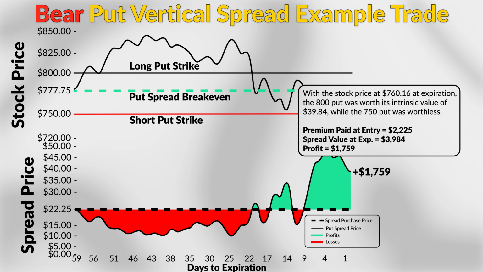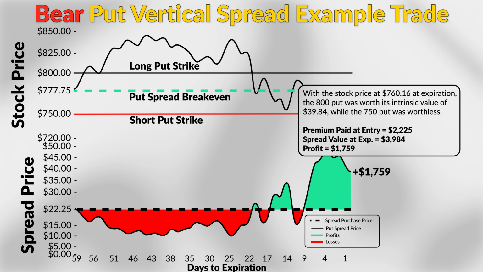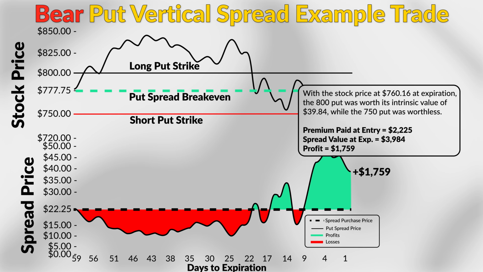And therefore the price of the 800-750 put spread was $39.84 at expiration, or a value of $3,984. And so if I bought this put spread initially for $2,225 and it was worth $3,985 at expiration, my profit is $1,759.